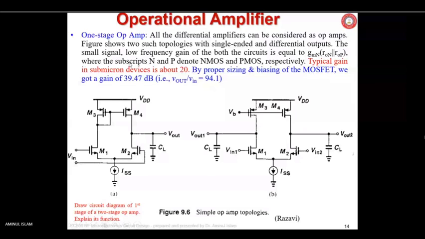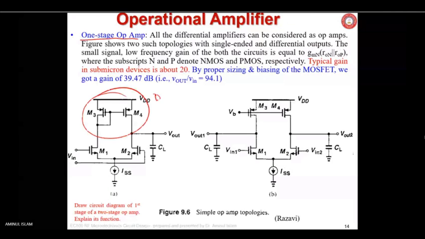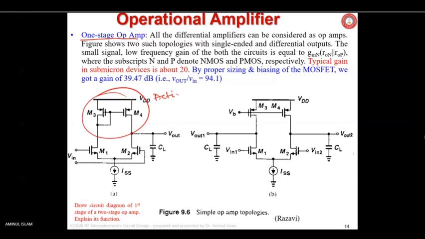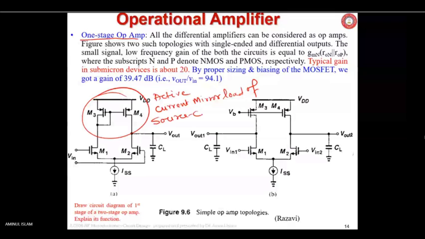Now, one stage operational amplifier. See, your differential amplifier is nothing but your one stage operational amplifier only. The first stage of the operational amplifier that we have seen is nothing but a one stage op-amp. You can call it a one stage op-amp. This is what? This is the active load, active current mirror load of the source coupled differential pair.